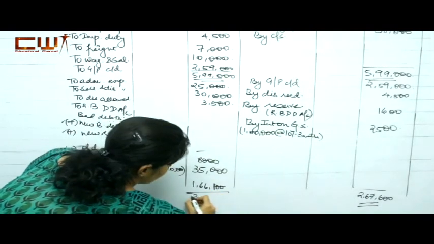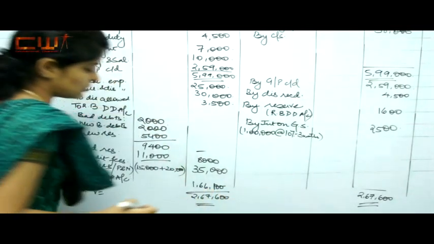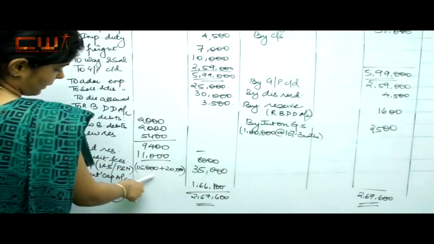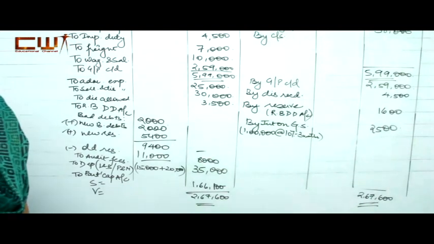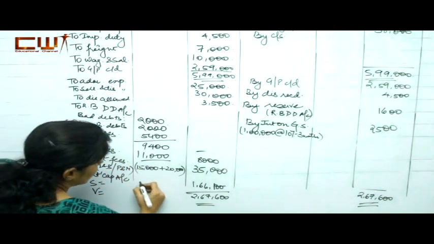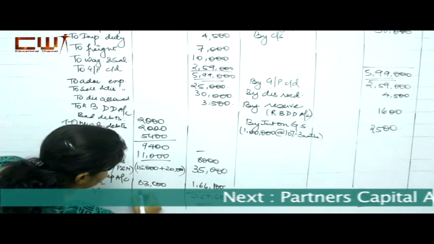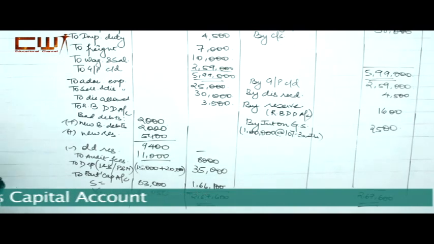1,66,100, and you have 2,67,600 as the total. Now this 1,66,100, nothing is being given. No ratio has been given to you, not in the capital also. So this will be divided equally between the two partners, that is 1,66,100 divided by 2. So you will get equally 83,050 for Santosh and 83,050 for Vaibhav. So this will be transferred to the capital accounts.